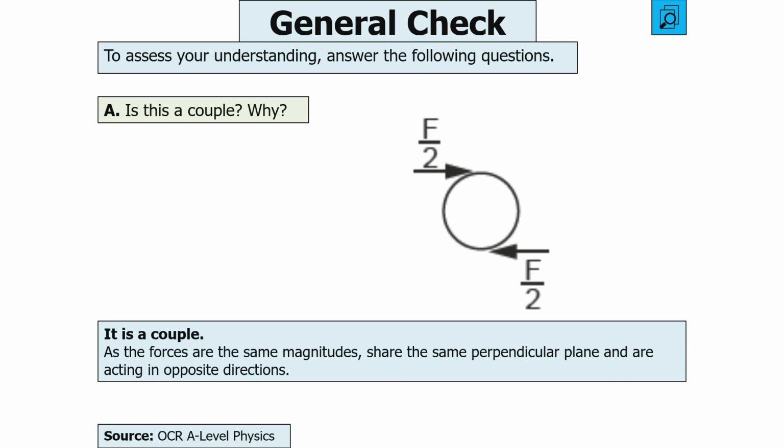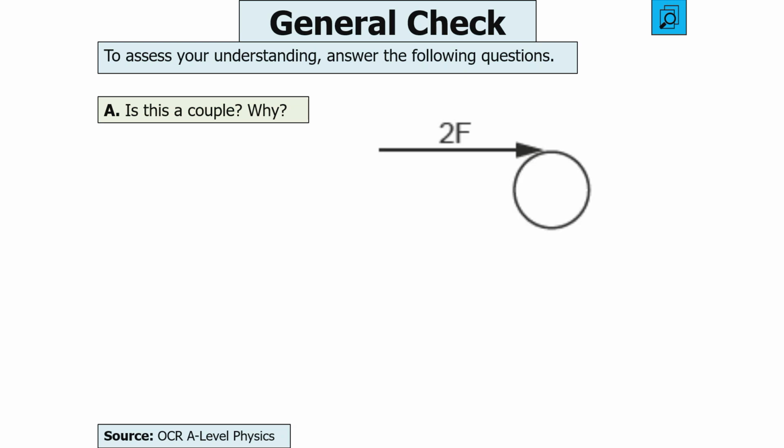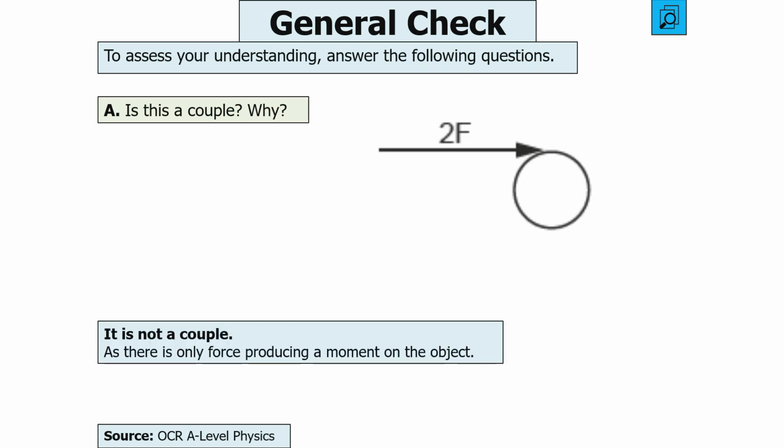Is this a couple, and why? Yes, it is a couple, as the forces are the same magnitudes, they share the same perpendicular plane and are acting in opposite directions. Is this a couple, and why? It is not a couple, as there's only one force producing a moment on the object.